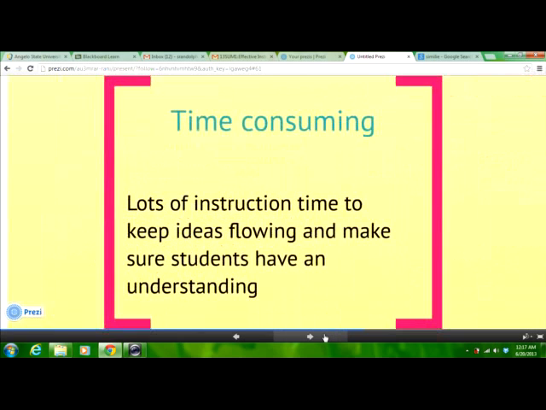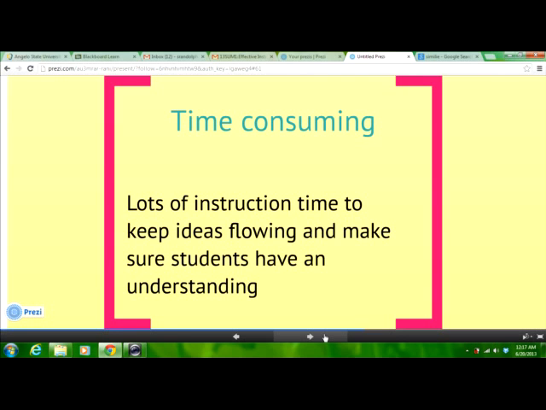The first con is it's very time consuming, because this is set up where it is a discussion and you have to go back and forth to make sure students are understanding it. It is a huge time constraint to make sure that every student has somewhat of an understanding of the concept you're going for. That's why it's usually used as an introductory lesson, because then you can go back and reinforce what's been learned.